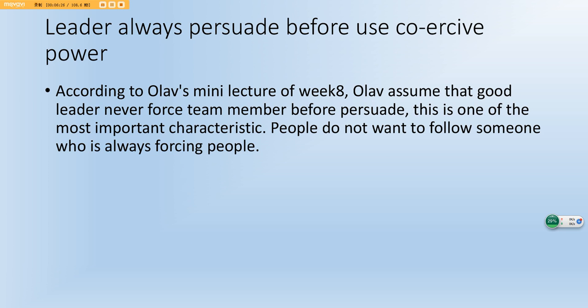A leader always persuades before using coercive power. According to Olaf, in the lecture of Week 8, Olaf assumed that a good leader never forces team members before persuading. This is one of the most important characteristics. People do not want to follow someone who is always forcing people to do things.